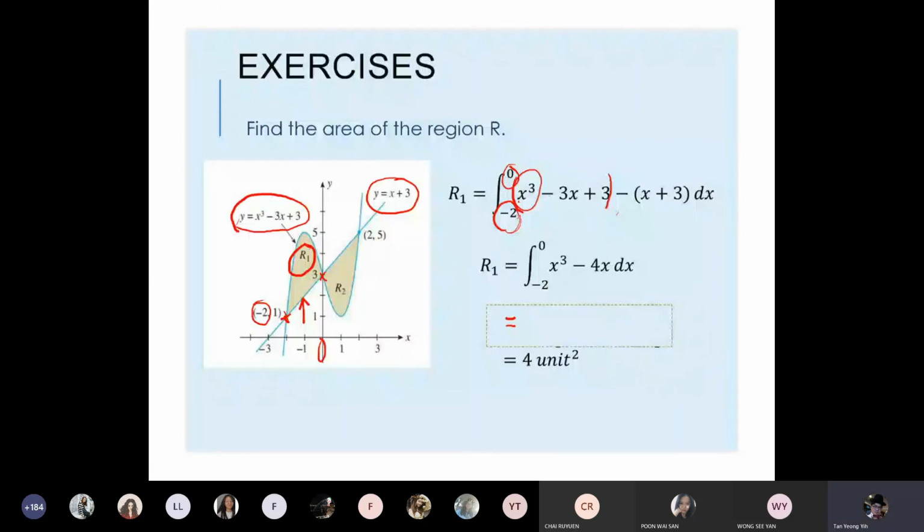Can we have Ziwei? Ziwei, can you help us to integrate here? Ziwei, can you hear me?